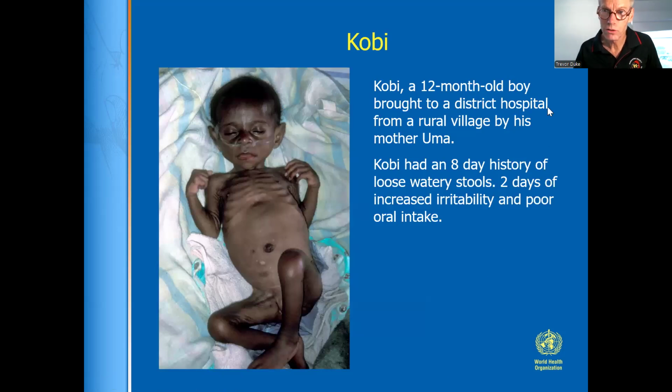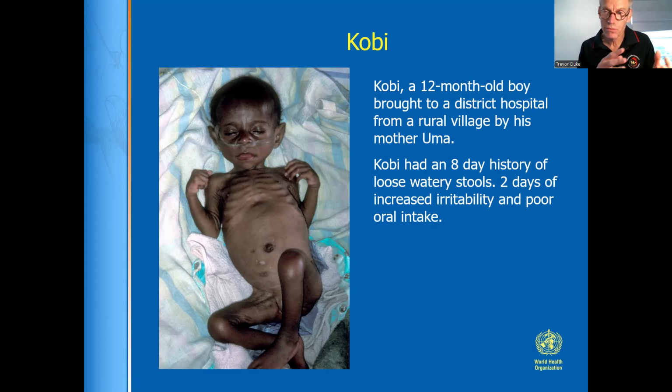This is Kobe. He was a little 12-month-old boy who was brought to a district hospital from a rural village by his mother, Uma. He presented with an 8-day history of loose, watery stools and two days of increased irritability and poor oral intake. He wasn't able to drink at all. And you can see him there. He looks a very sick baby, doesn't he? He looks very sick, and you can see some other aspects about him. Often when a child presents to a clinic or an emergency department, that's all you know about the child to begin with, but you can make an assessment.